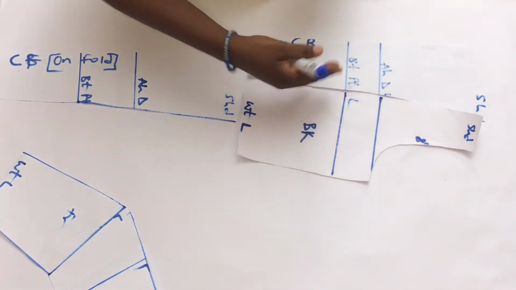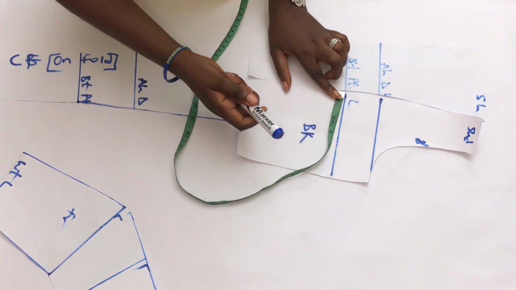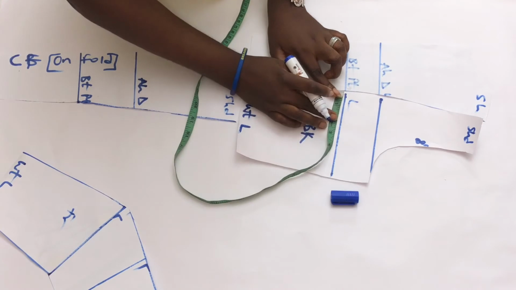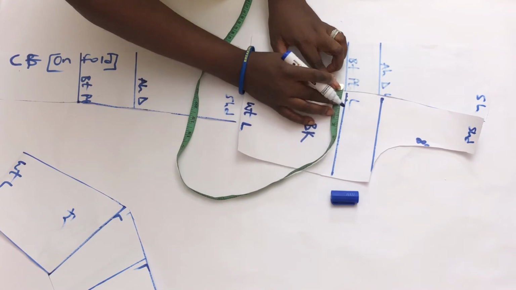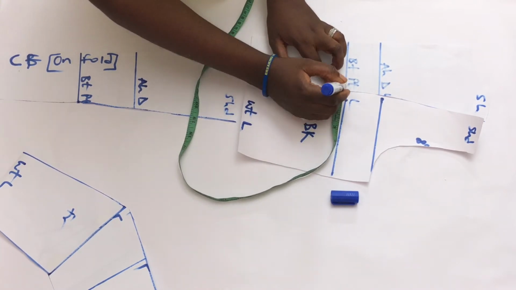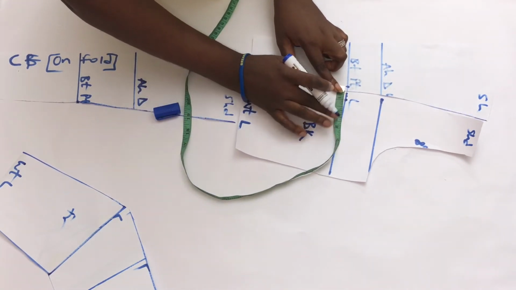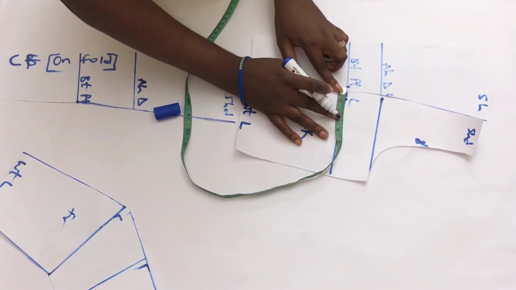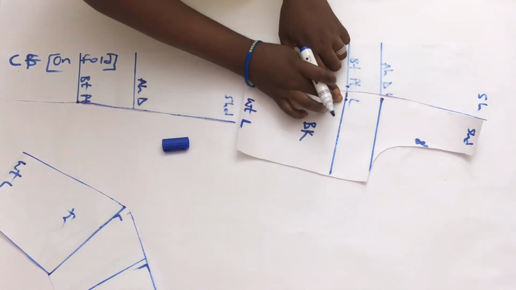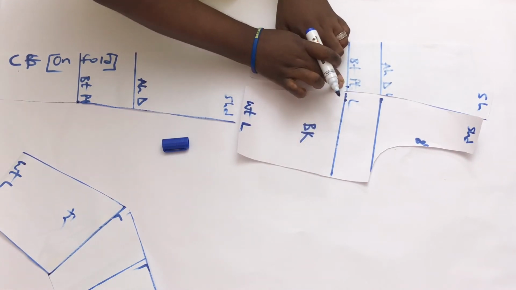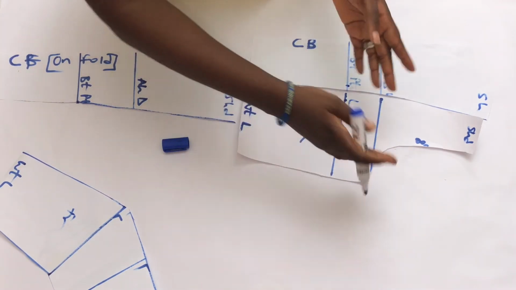I'll distribute the 0.75. I won't put it only on this side. So I'll be taking out 0.5 on this side and 0.25 on this other side. Like I said, I'm taking out 0.5 on this side and 0.25 on this side. I want to reduce it here by 0.75. I don't want to reduce it from the side because it will affect my armhole.